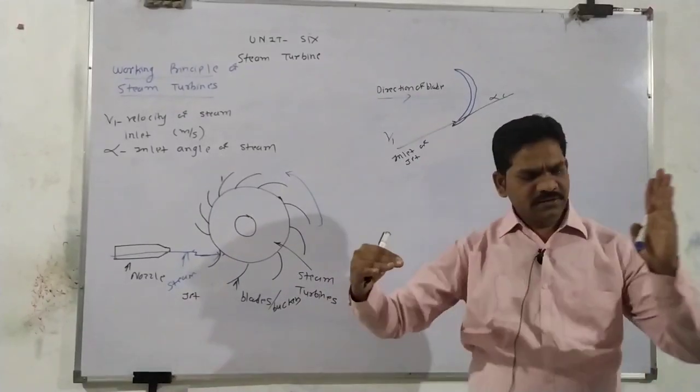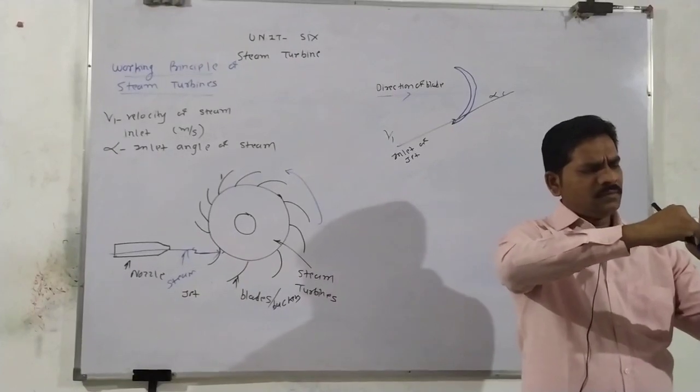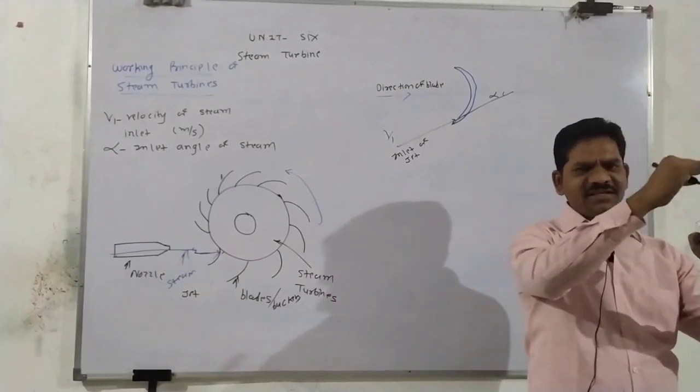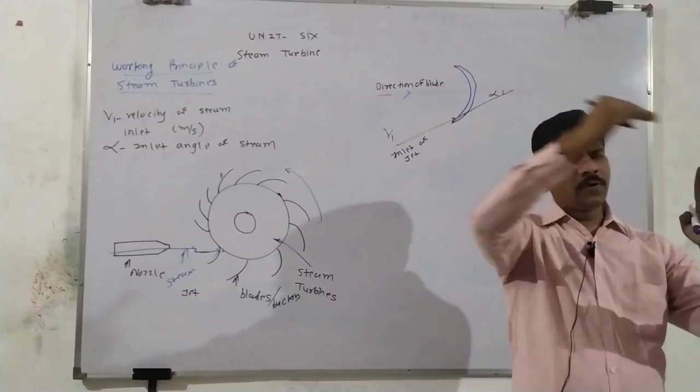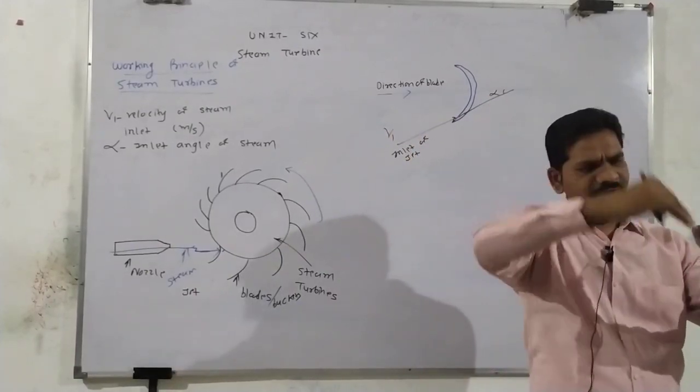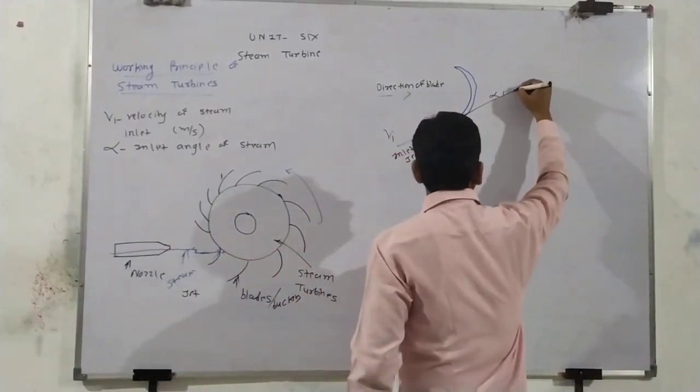Then after that, the steam strikes, then moves over the blades tangentially, glides over the blades, and then leaves from the blade section after gliding. Like that, after gliding, in this way I draw here.